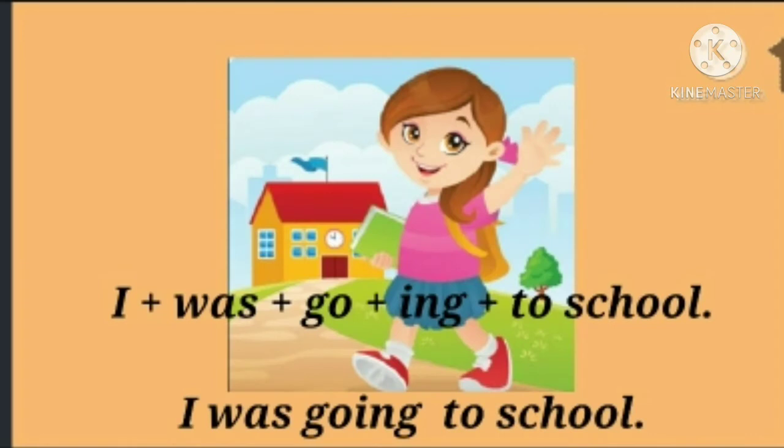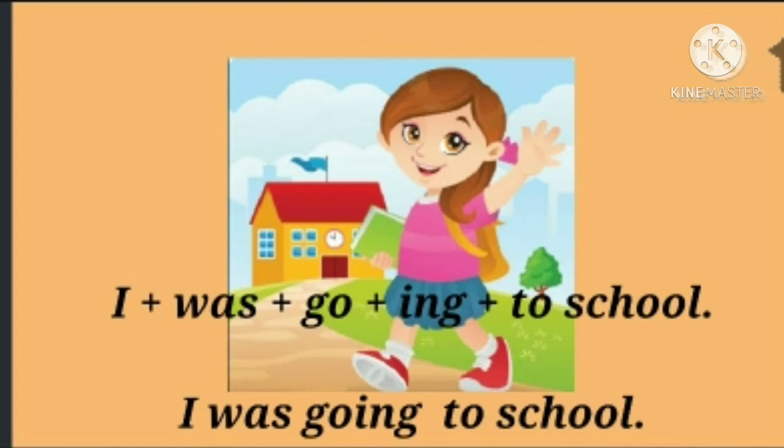So I is a singular subject. So after that we add was. Then we write a verb 1, that is go. Then we add ing, and then we add the object, that is to school. So your sentence will be formed as I was going to school. This is in your past continuous tense.